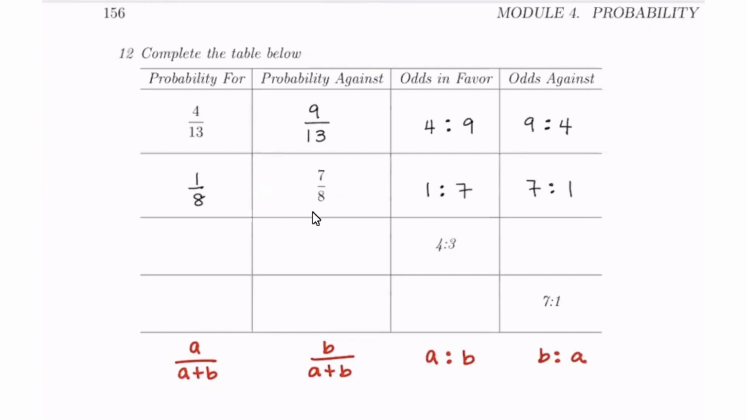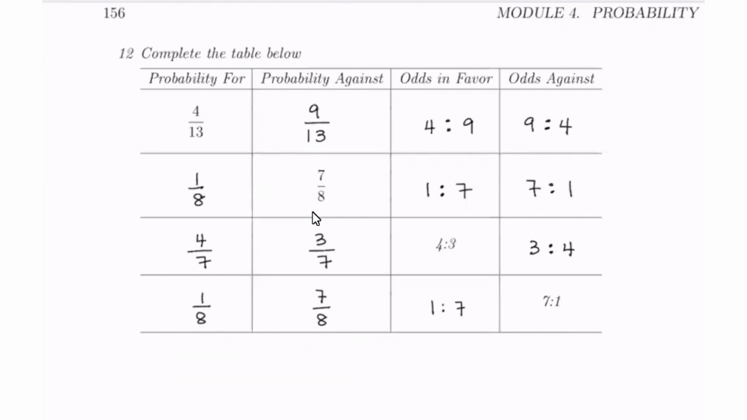Odds in favor are given, so 3 to 4, and probability is over the total. Odds against, 7 to 1. We flip this: 1 to 7 odds in favor. So probability in favor is 1 over total, probability against is 7 over total. This part will not be given, so you just memorize that.